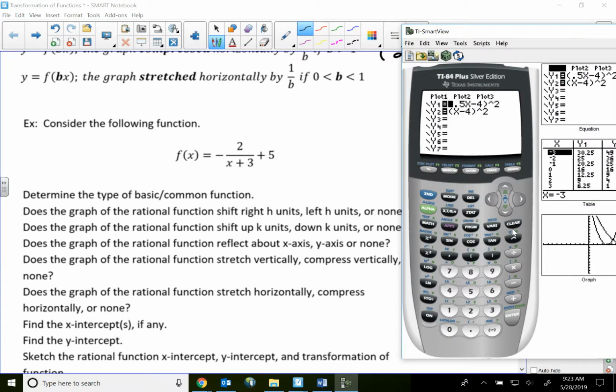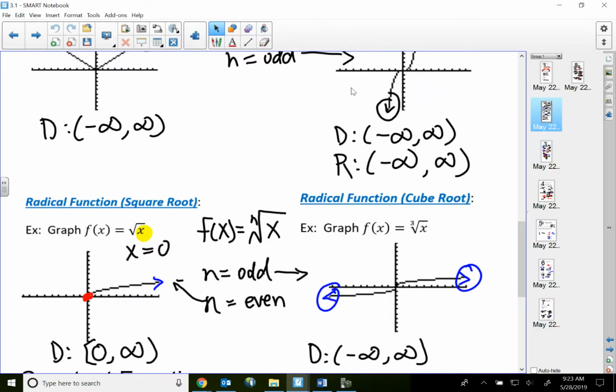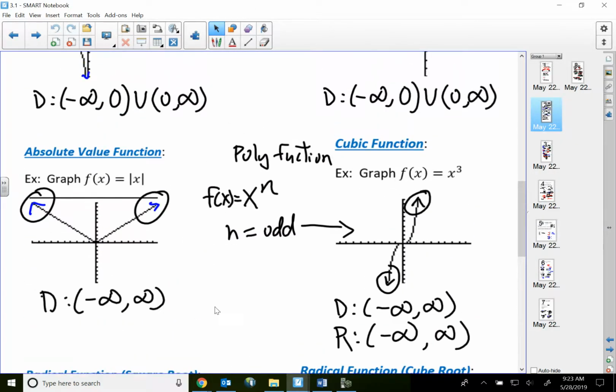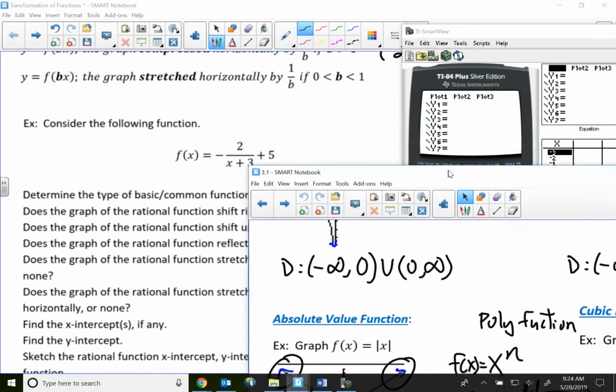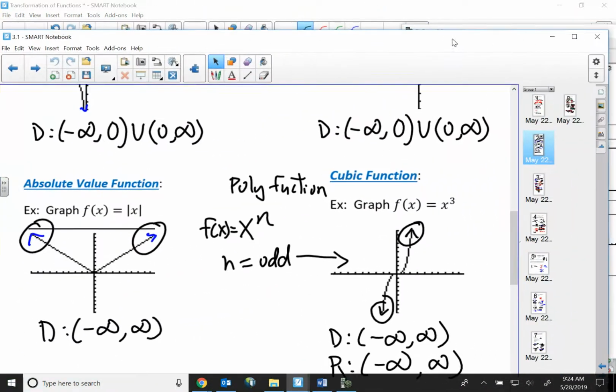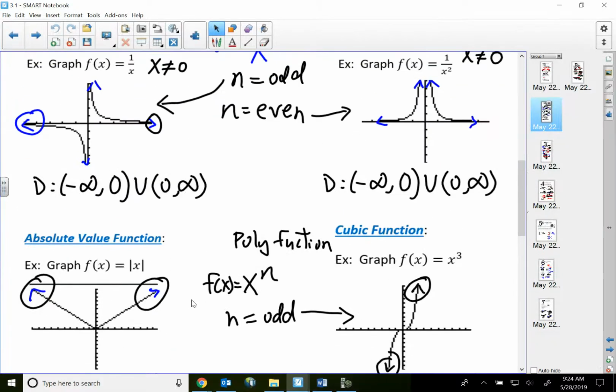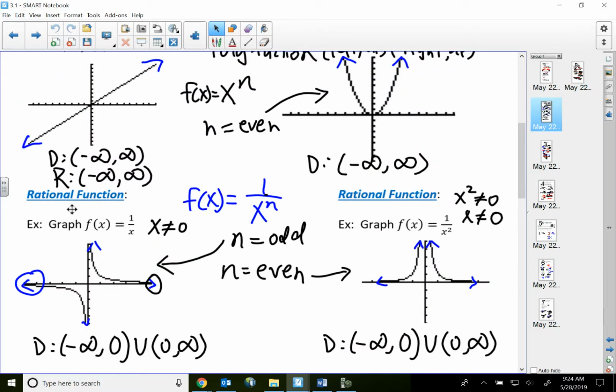Okay, so that will require us to take a look at your handouts here. This problem, -2 over x plus 3 plus 5, is what type of problem? Well, it does have a fraction, so that means I'm dealing with rational functions. But which one of the two would it be?